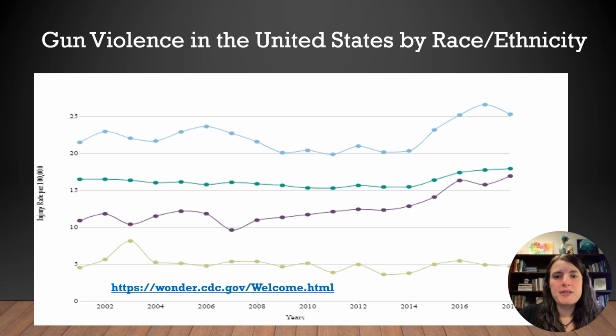Shown here is a graph from the Center for Disease Control that illustrates the rate of violent deaths caused by firearms. The data is broken up into 4 categories. The blue line represents Black persons, the green represents white people, the purple represents American Indian people, and the light yellow represents Asian and Pacific Islanders. The rate of gun violence fatalities in all 4 ethnic groups is graphed, starting with the rates in 2001 and ending with rates in 2018.